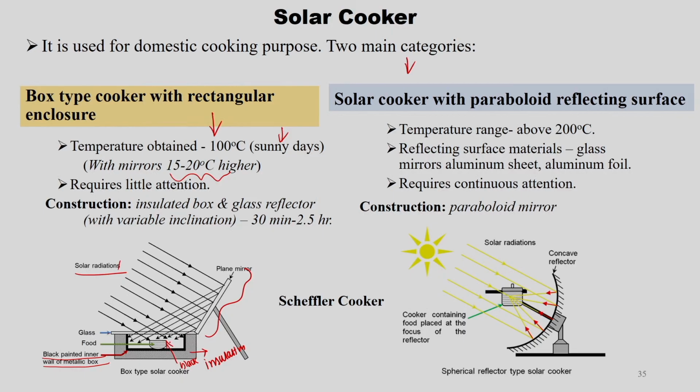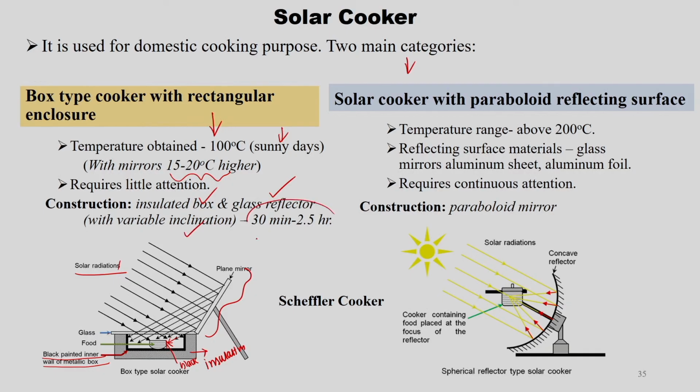In a way, it can be directly reflected to the food container as well, or it can be reflected inside the black painted metallic box. In that way the enclosure gets heated, and further the food material kept in the container gets heated. The construction wise, it needs one insulated box and a glass reflector with variable inclination angle.